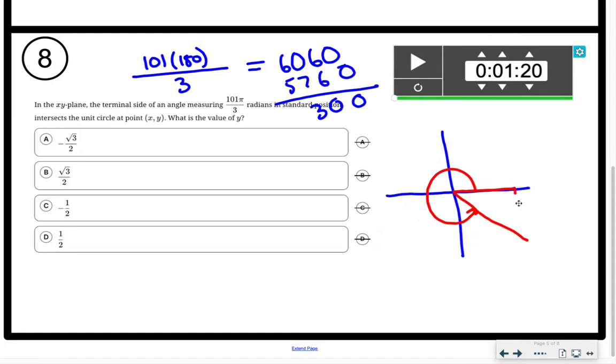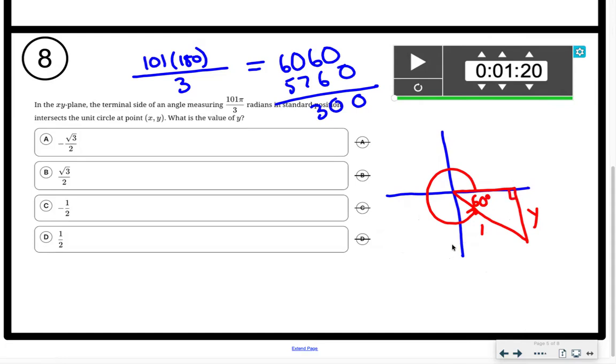And where it intersects the unit circle, this value here is 1. And this right here is pretty much our angle. So if this was 300, what we have left to go to finish a full circle is 60 degrees.